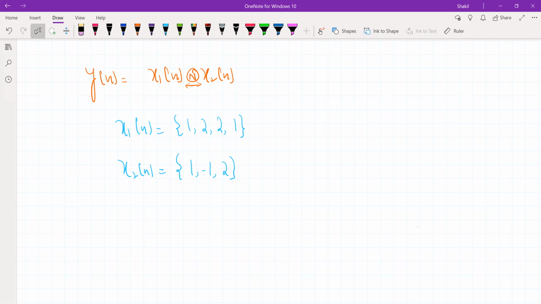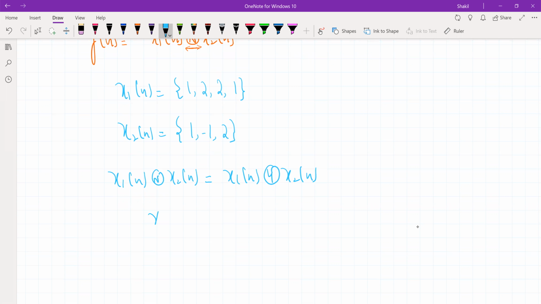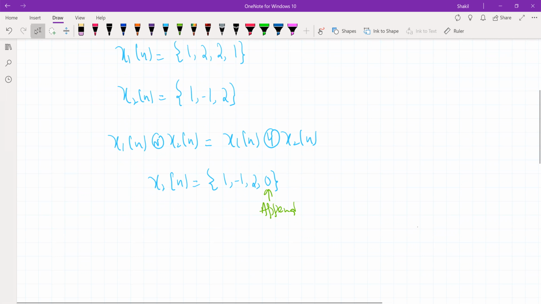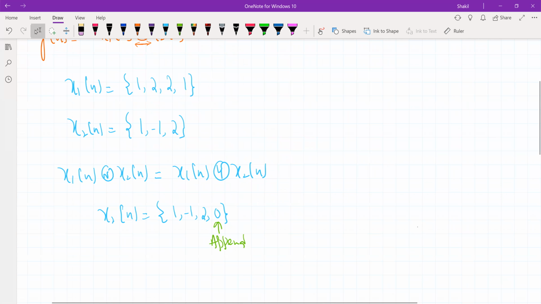Now to compute the 4-point circular convolution between x2 of n and x1 of n, what do we have to do? You have to first make x2 of n a 4-point sequence. And how do we do that? We append zeros. So simply, we append zeros to the sequence which has fewer points. Now in the same way, if we want to compute the 8-point circular convolution between these two sequences, how do we do that?